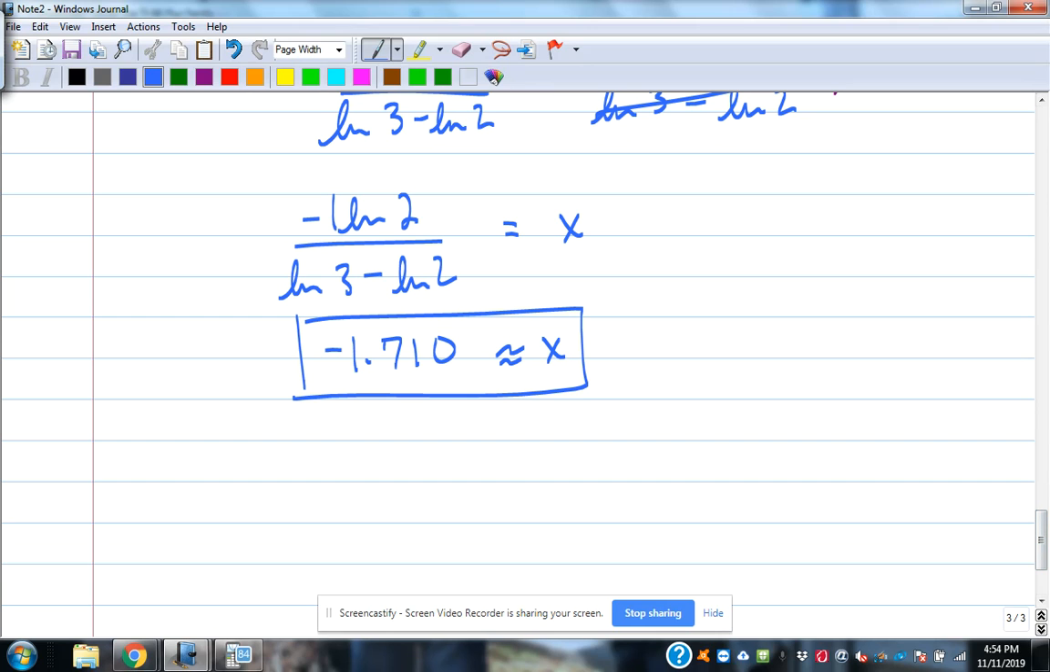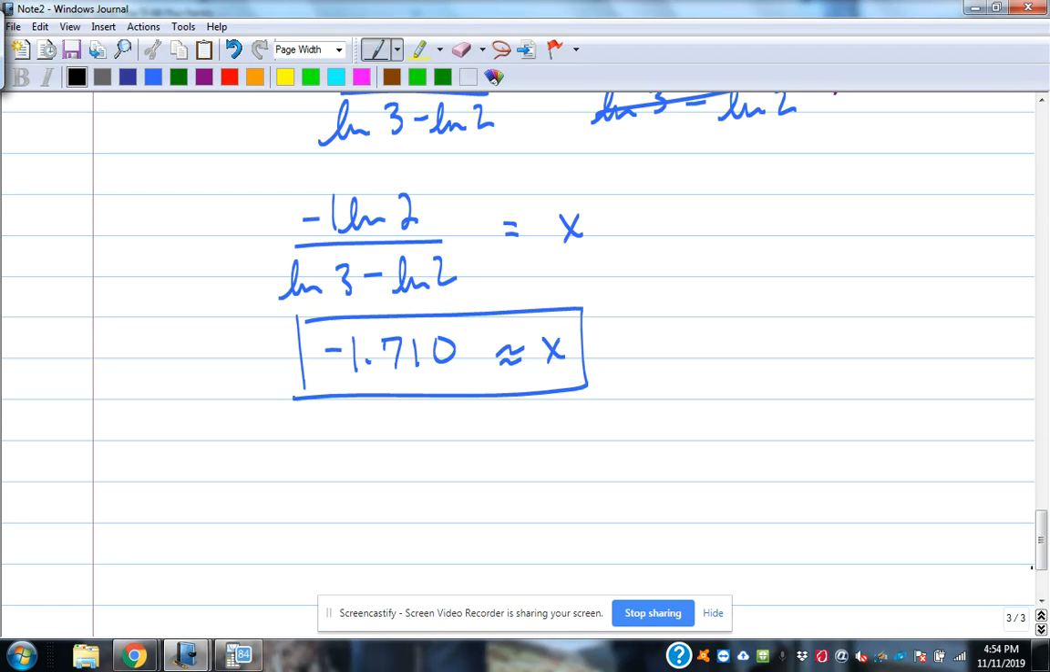You can check the answer by plugging that into x and seeing if left side equals the right side. It gets really, really close if you use the decimal form of that. But it doesn't throw it out if it's negative on this one because the logs weren't part of the original problem. We used them to solve. So that's the reason why.